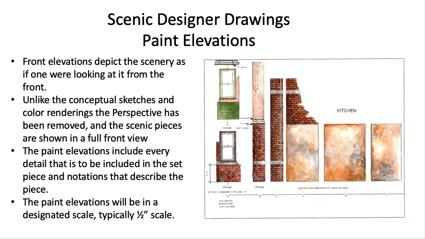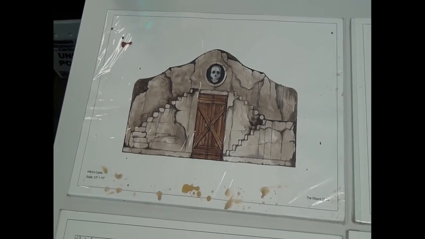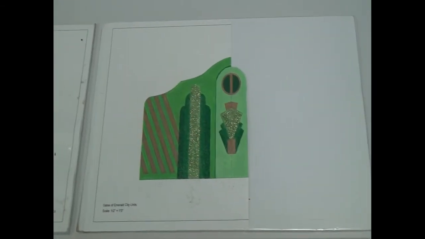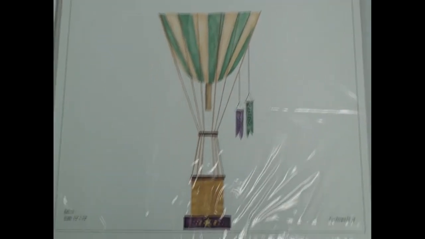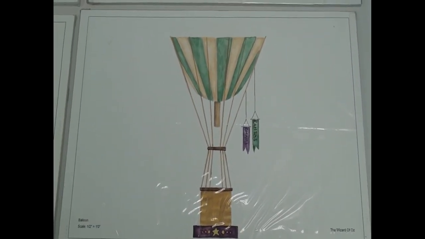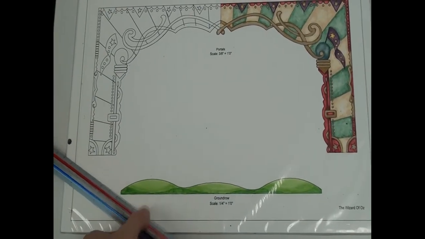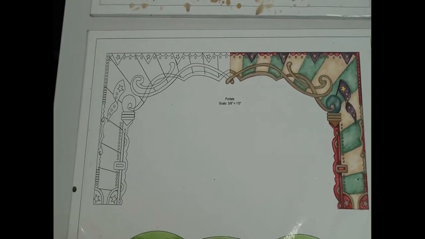Once the front elevations are complete, then the designer is going to take those and add color to them, making the paint elevations. The scenic artist then takes these paint elevations and recreates them on the large scale. Here are a few examples of paint elevations painted in watercolor in 1/2 inch scale. These were painted for a production of The Wizard of Oz, and as you can see, they've been covered in a clear plastic acetate that goes all the way around that paint elevation.